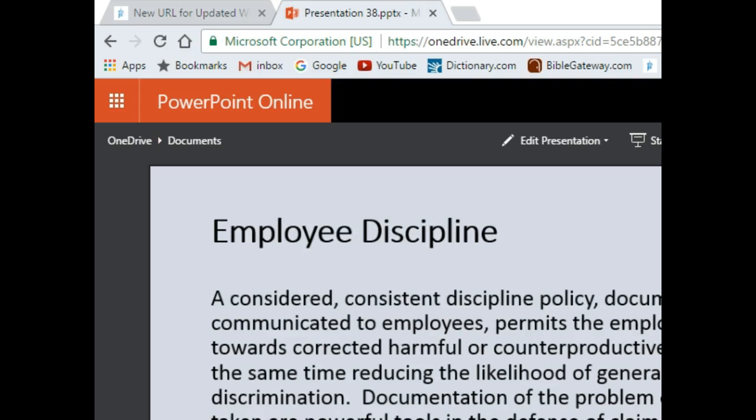Next, let's talk about employee discipline. A considered, consistent discipline policy that's documented and communicated to employees permits the employer to take measures towards correcting harmful or counterproductive behavior, while at the same time reducing the likelihood of generating a charge of discrimination. Documentation of the problem or corrective measures taken are very powerful tools for the defense of claims of illegal discrimination, as well as supporting a misconduct defense to an unemployment compensation claim.